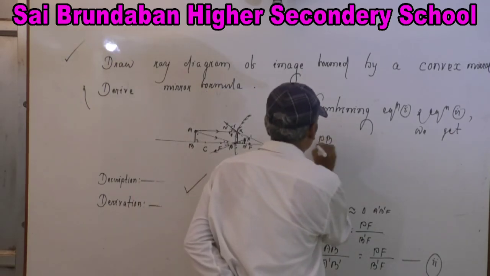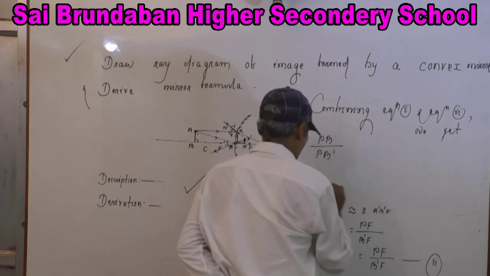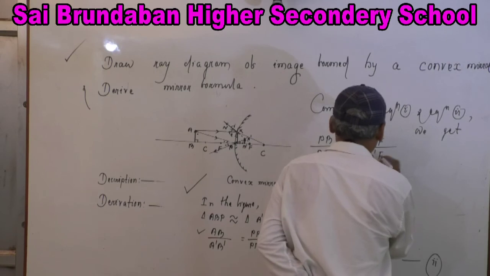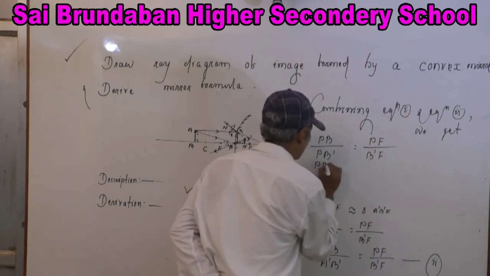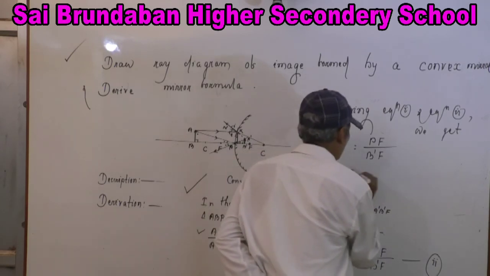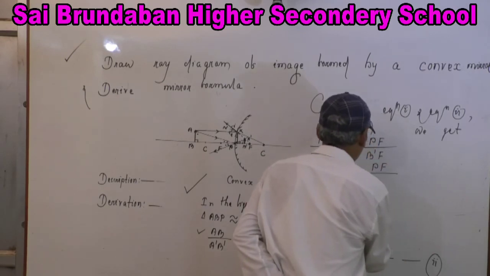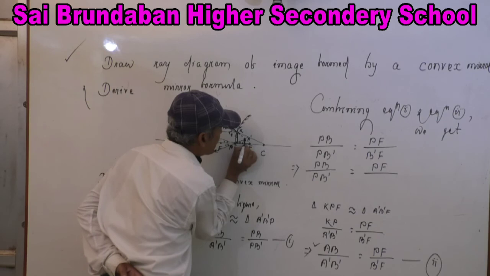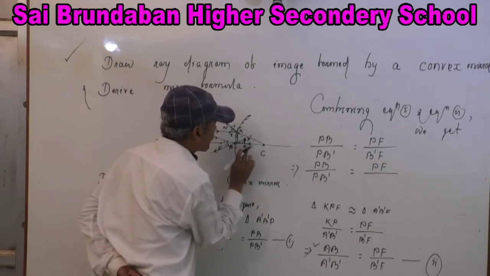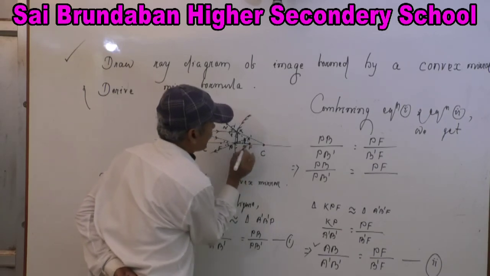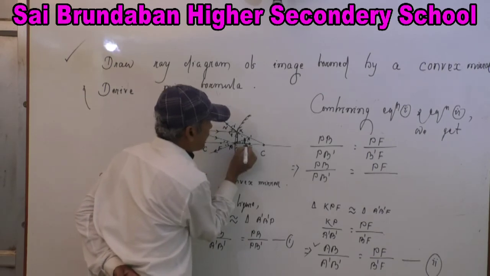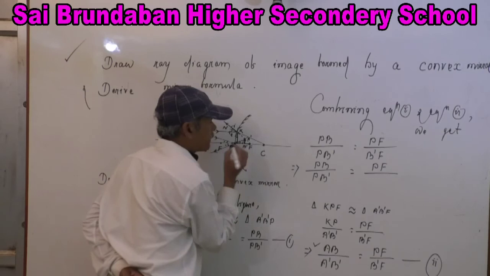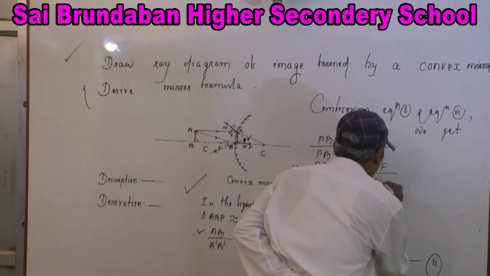PB by PB dash is equal to PF divided by B dash F. You see here, this is B dash F. So B dash F can be written as PF minus PB dash.